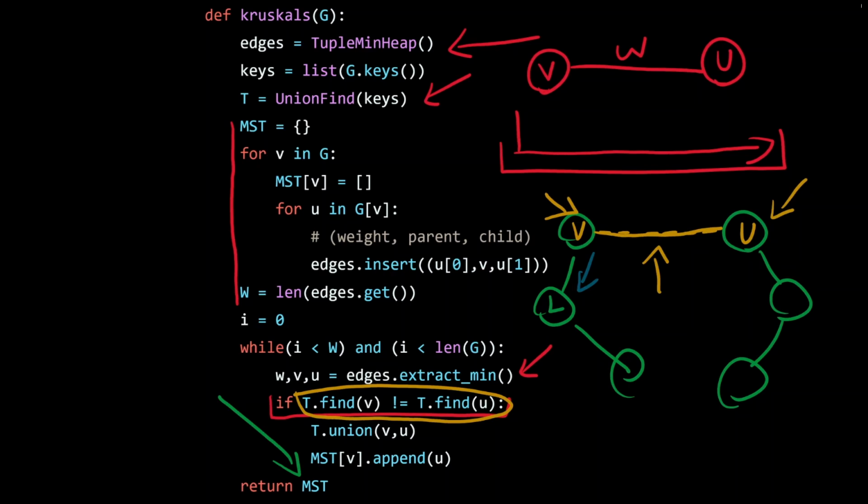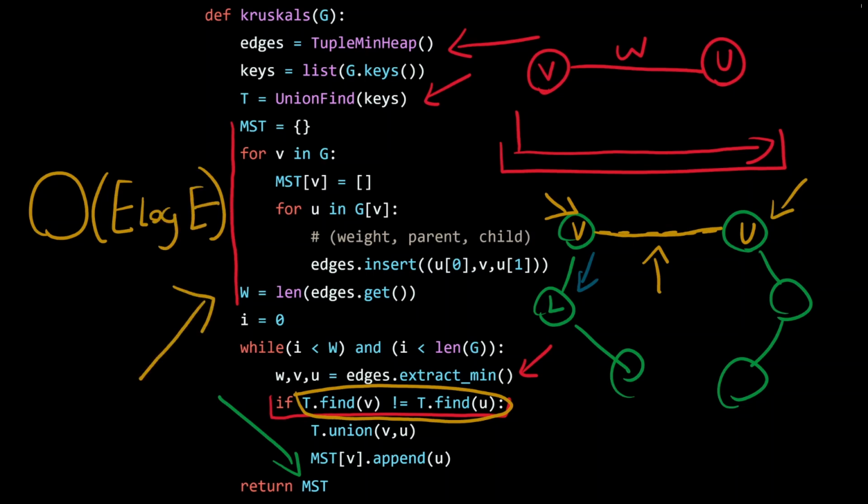Now, the big O of Kruskal's algorithm is E log E, where E is the number of edges. That bottleneck comes from the sorting that we're doing with the min heap that we're using, so we get this E log E.